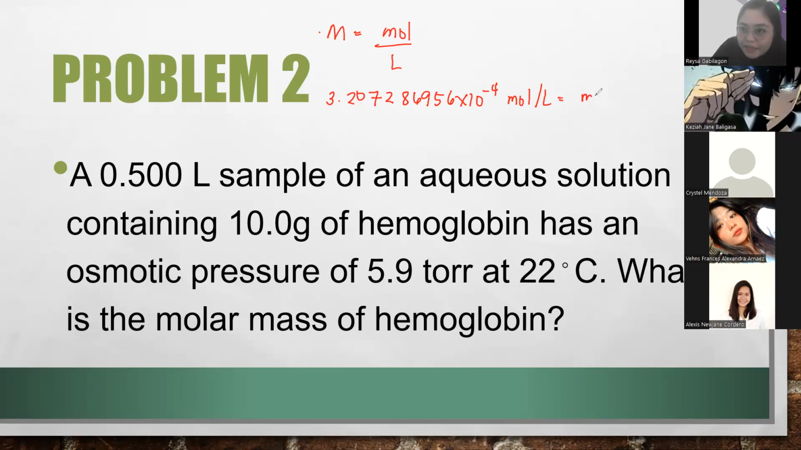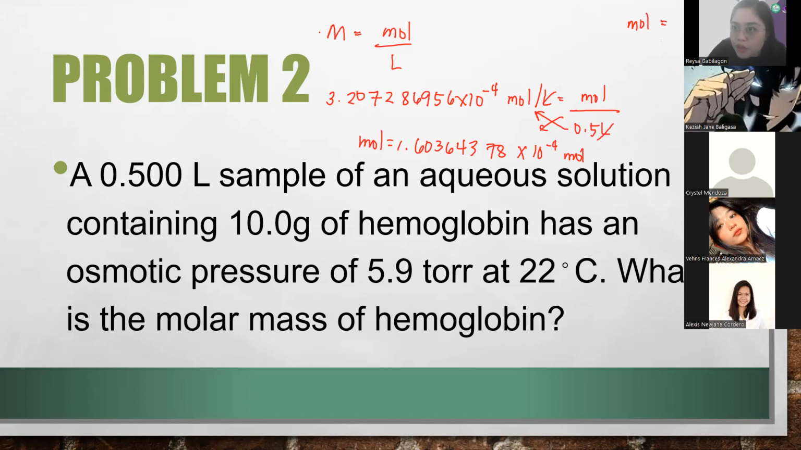Okay, and then we'll compute for the moles. The liter of the solution is 0.5 liters. Cross multiply. Moles is equal to times 0.5. This is 1.60364378 times 10 raised to the power of negative 4 moles, because the liter cancels. Once you have the moles, you can now proceed with the computation of weight over the molar mass.